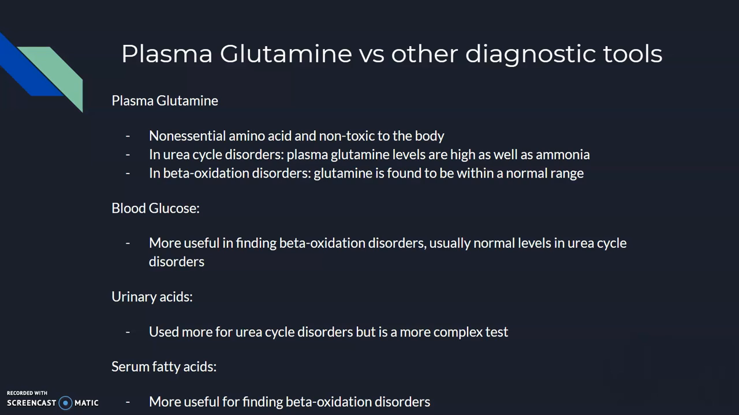But blood glucose is more useful in finding beta oxidation disorders. Again, blood glucose is usually normal within urea cycle disorders. Urinary acids are used more for urea cycle disorders, but it is a more complex test. And serum fatty acids are more useful in finding beta oxidation disorders.